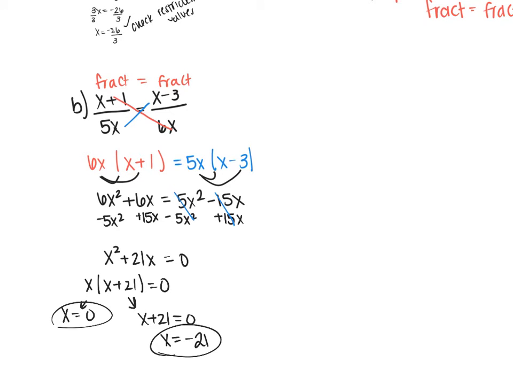So with these, it's crucial that you check your restricted values. My restrictions for this one are where the denominator equals 0. So here I've got 5x and 6x. Now I need to set both of those equal to 0 because those could potentially give me two different restrictions.